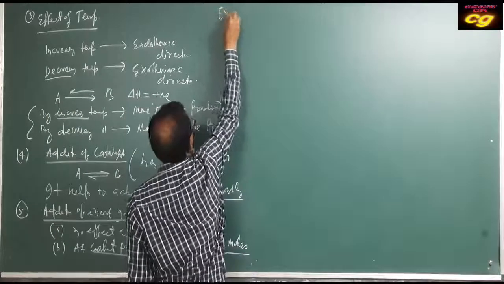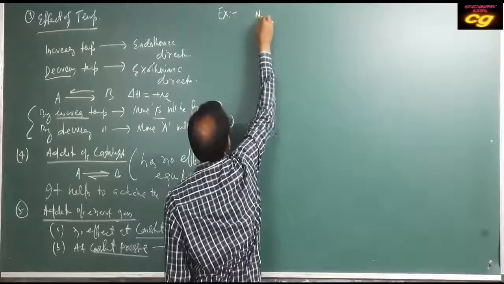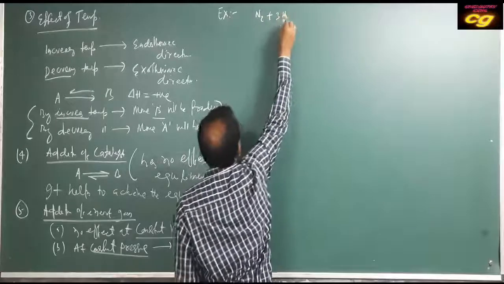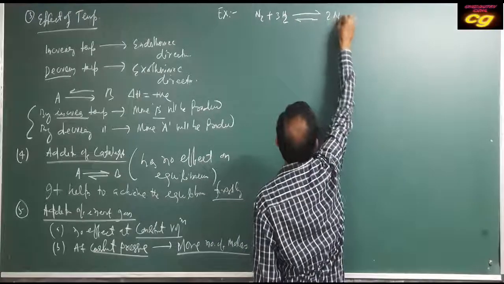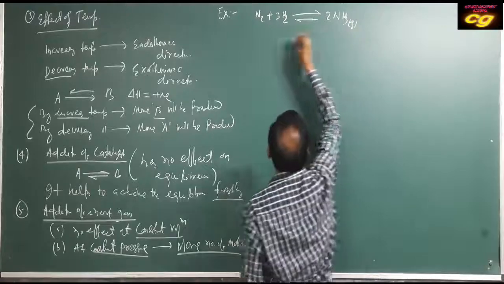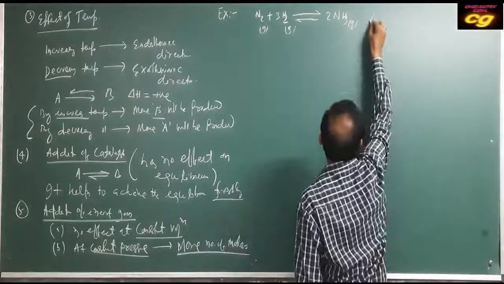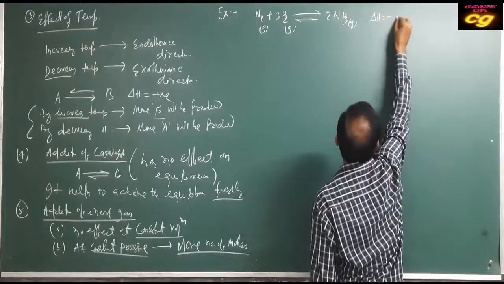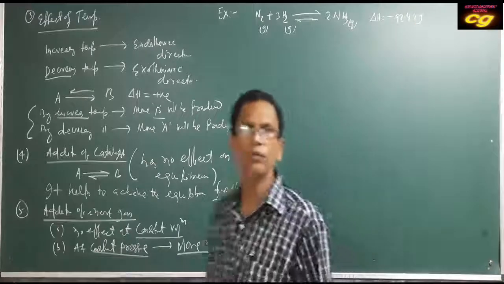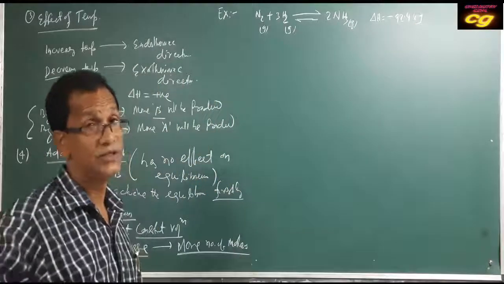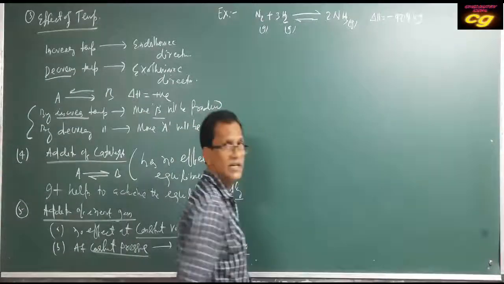Example is like this. Suppose synthesis of ammonia. Nitrogen plus 3 molecules of hydrogen forming ammonia. All are gaseous. Here the forward direction is exothermic, delta H is minus 92.4 kilojoule, which indicates it is exothermic. You have to know the nature of the reaction, whether exothermic or endothermic.